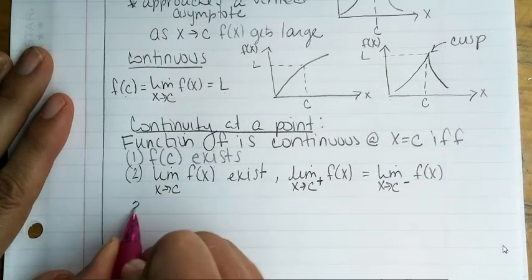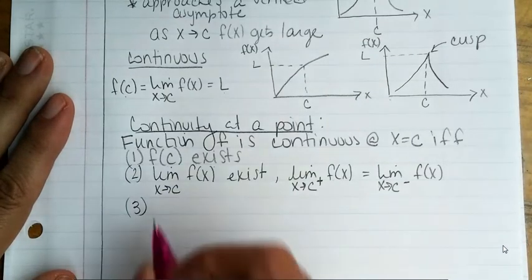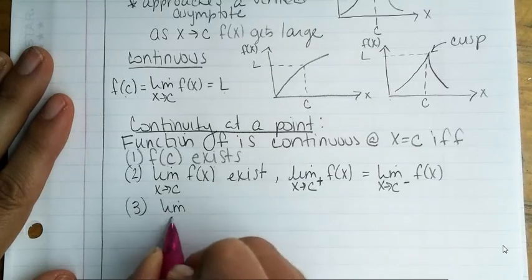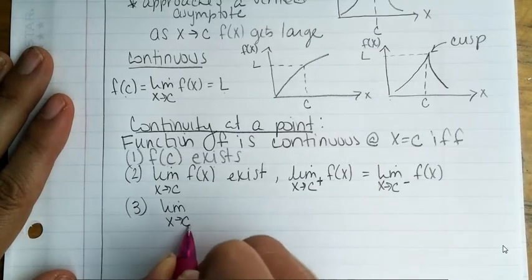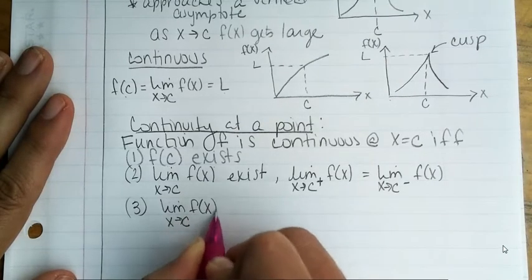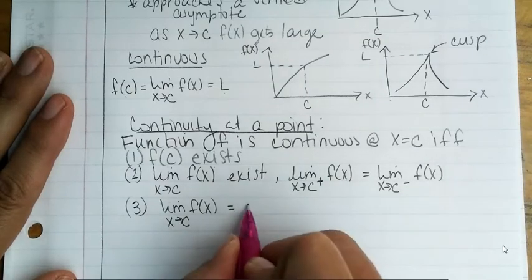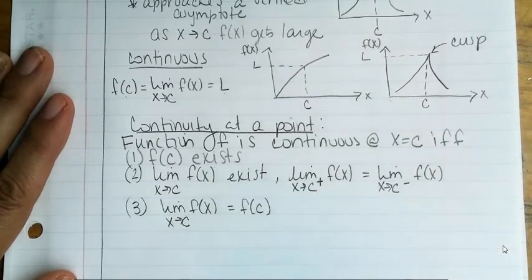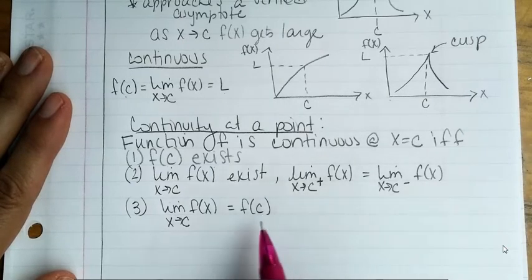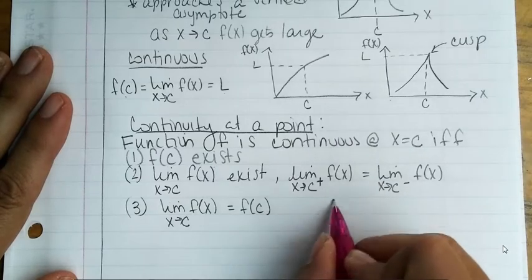And then the last bit here is that the limit as x goes to C of f of x actually needs to be the same as the output when you plug C in. Okay, so whatever those two sides are approaching needs to be exactly the same as f of C. Let me draw a picture.